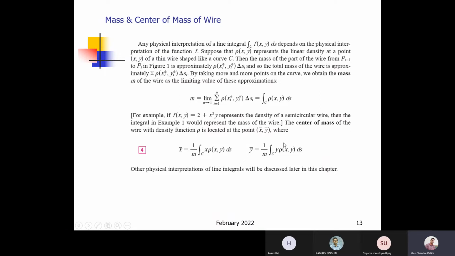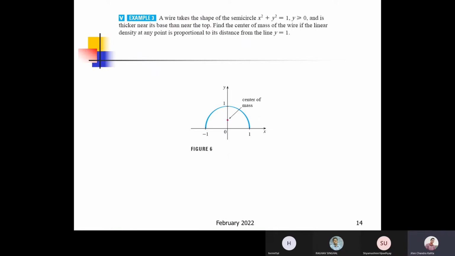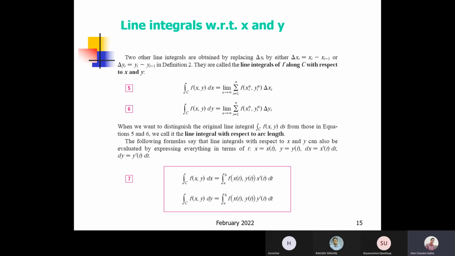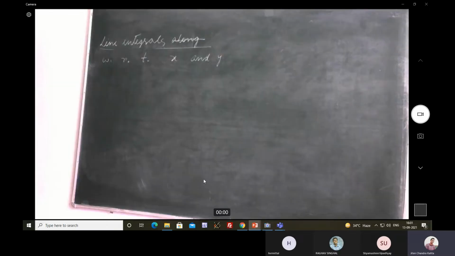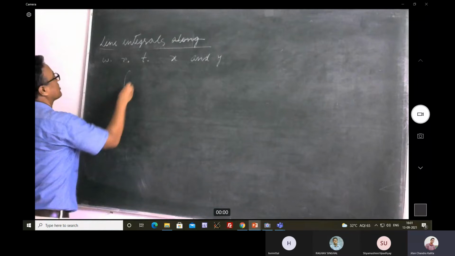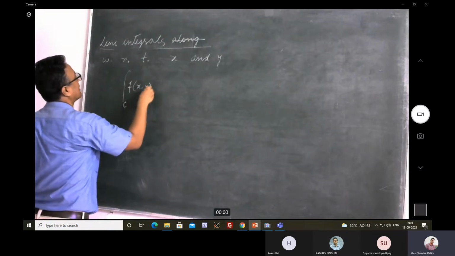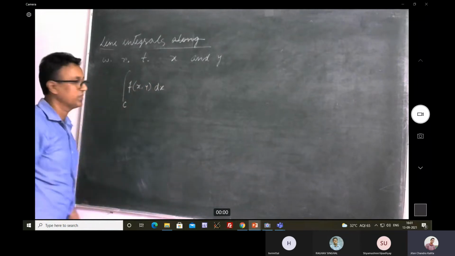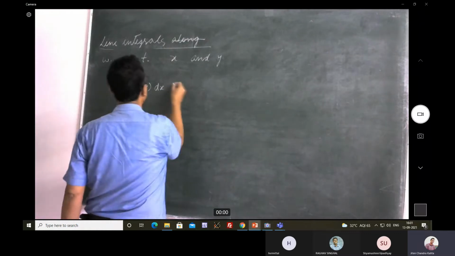I'm giving an example here. Again, in your tutorials there are going to be examples, so I don't want to spend much time on this. Now, next, I'm going to deal with line integrals with respect to x and y. This is simply the integral of f(x,y) dx.